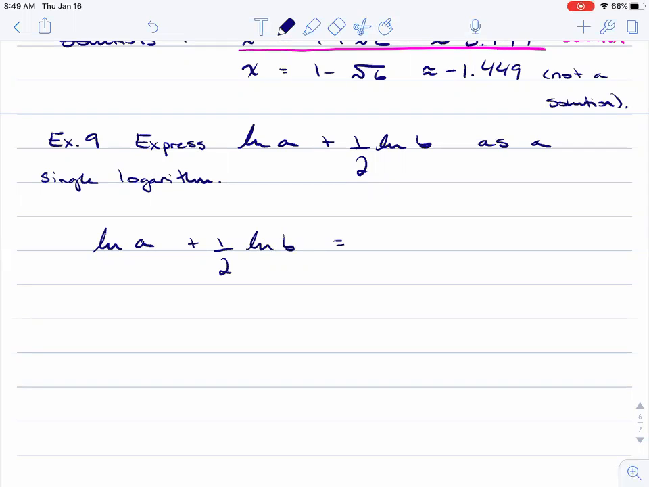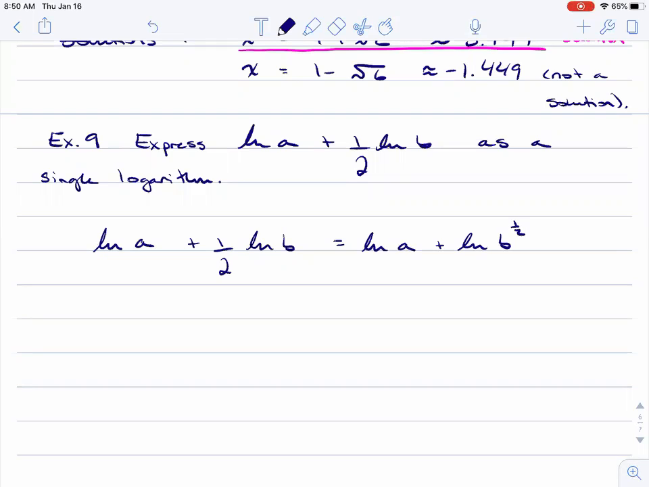So if you're adding logs at the same base, then you can squish those two together inside. But it's the 1/2 that's probably holding you up. So what you can do is say, well, the log actually brought that 1/2 down, so I could just as well rewrite it with the 1/2 in the power of b. So we can rewrite this as the natural log of a plus the natural log of b to the power of 1/2, because those two are going to be equivalent.